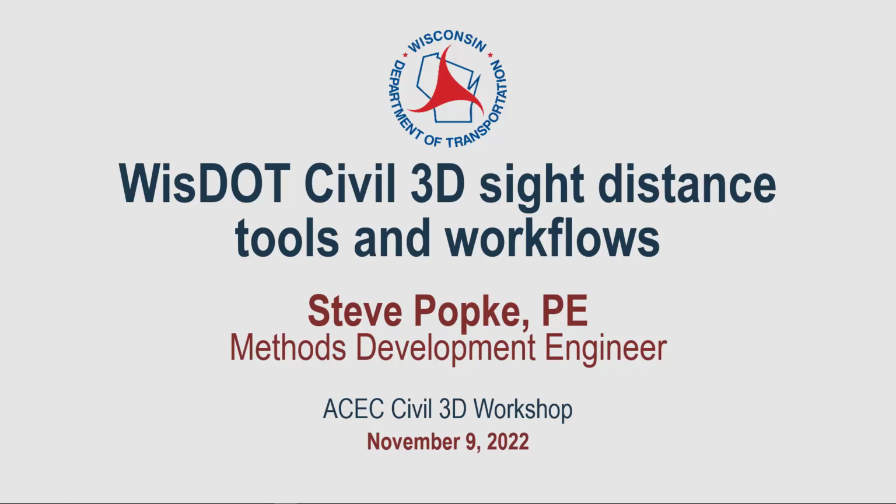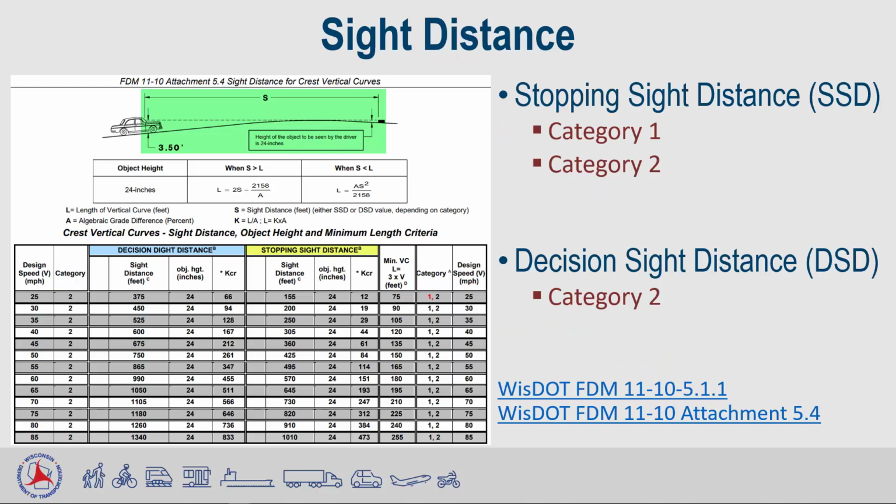Civil 3D does include some tools for checking visibility. However, WisDOT has developed its own site distance tools to more efficiently conduct this analysis. Custom tools have been designed to provide the output needed for reviewing site distance based on the WisDOT Facilities Development Manual and AASHTO standards. Let's review some terminology before we look at the tools within Civil 3D so we have a better understanding of what analysis is being performed.